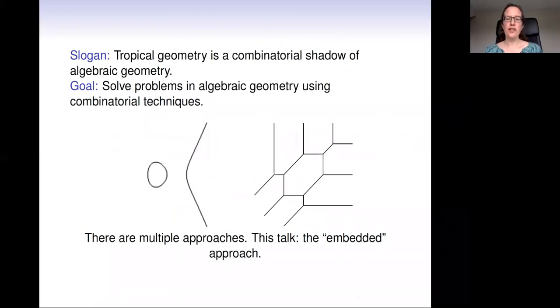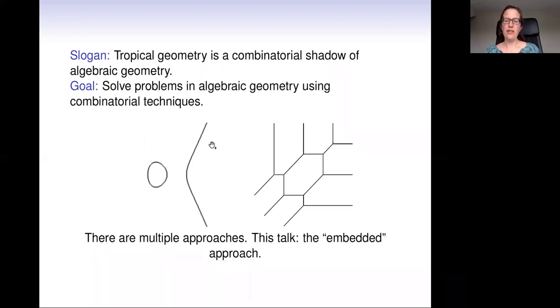Okay, so let's start with a gentle introduction to tropical geometry. The slogan of my lectures this week is tropical geometry is a combinatorial shadow of algebraic geometry. So the goal is to solve problems in algebraic geometry using combinatorial techniques. And so I'm going to wave my hands slightly here, and then I'll stop waving my hands in a slide and be much more concrete and down to earth.